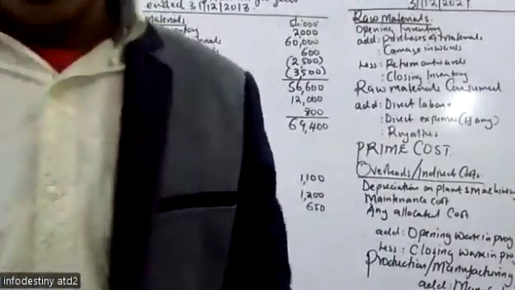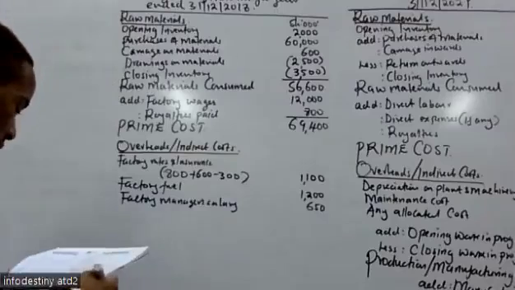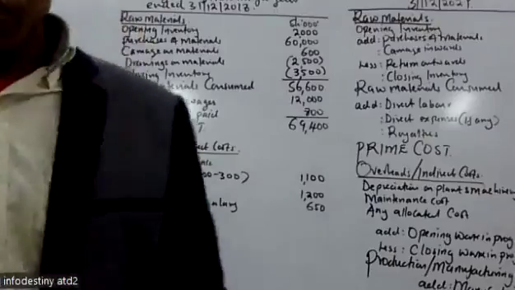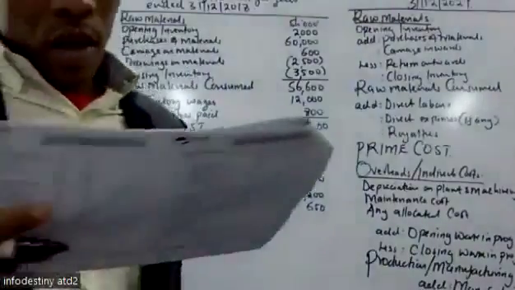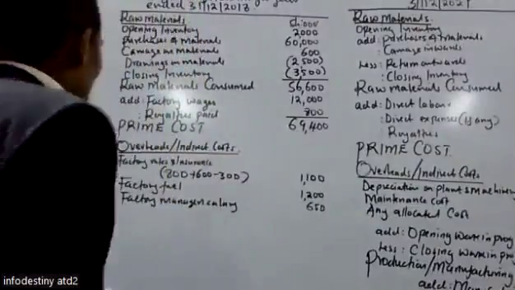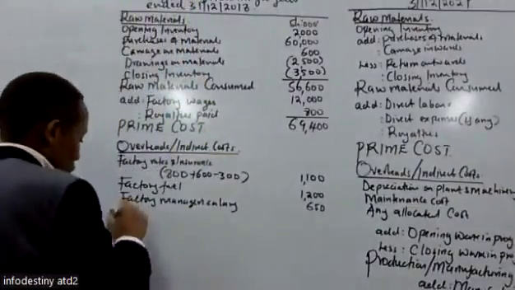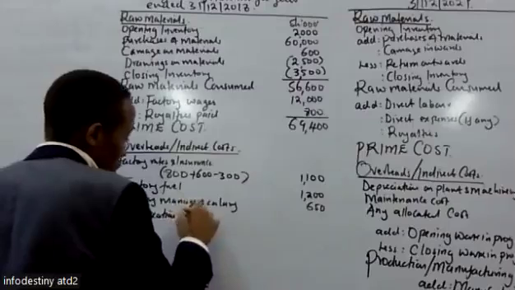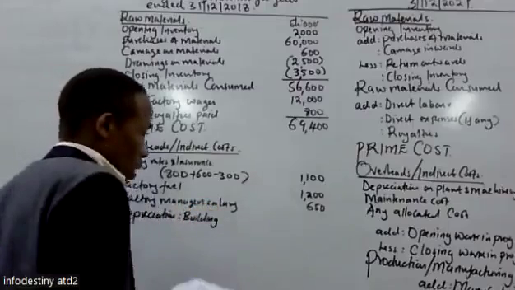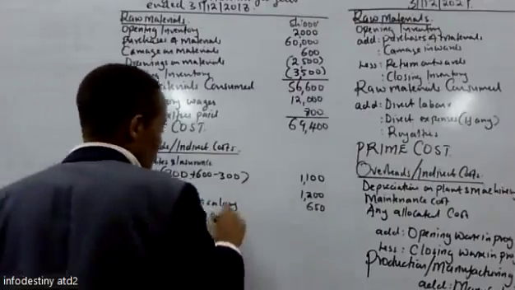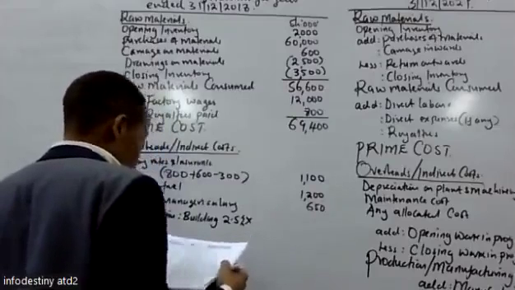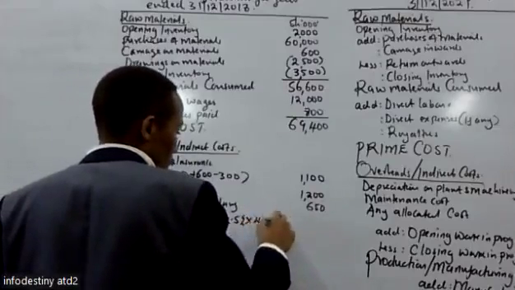Then from there we calculate the depreciation. We calculate depreciation for plant, and also for the building which belongs to the factory. That is the factory building, so we'll take 2.5% of the cost of buildings. The cost of buildings, we have been told, is 4 million, so that is 4,000.